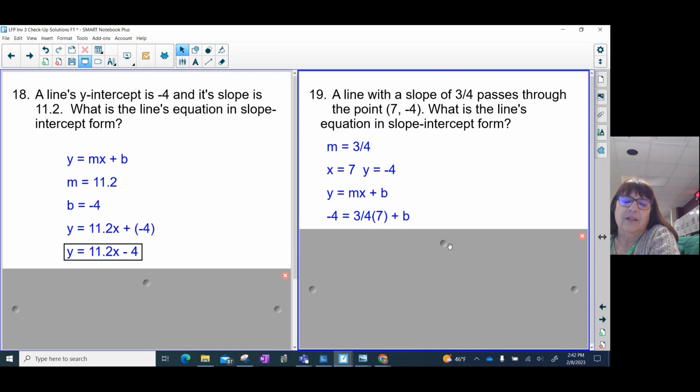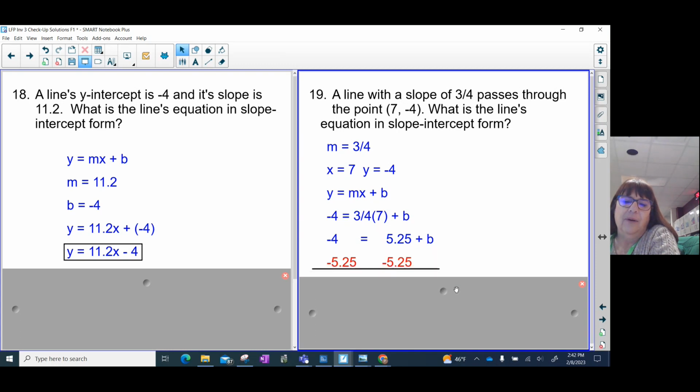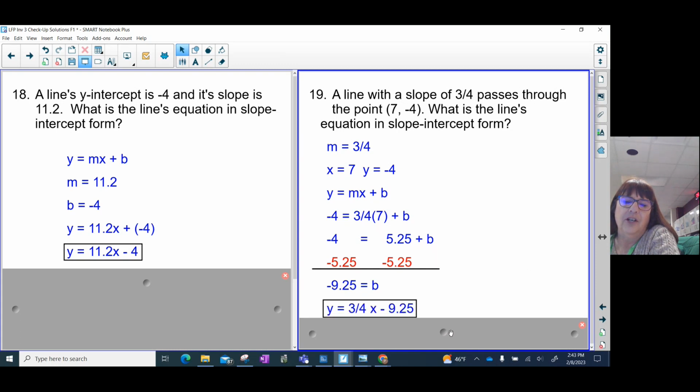So we get -4 is equal to 3/4 times 7 plus b. When I do the math, I get -4 is equal to 5.25 plus b. To get b alone, I need to subtract that 5.25 from both sides. And when I do that, I get a -9.25 for my b. So now I'm going to use that b for my y-intercept, and I'm going to use my m that they gave me, my slope, and I'm going to write my equation as y equals 3/4 x minus 9.25.